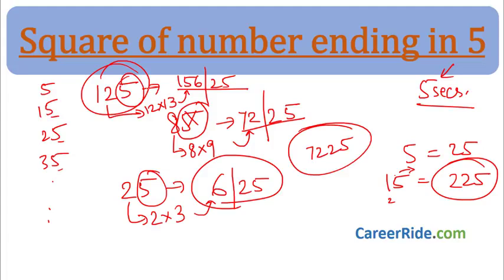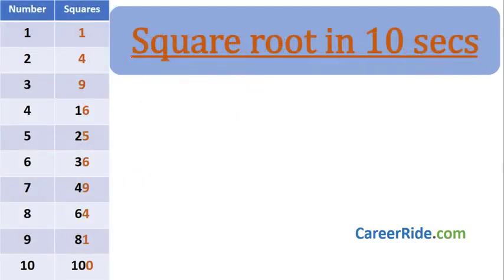Moving on to the next trick: square root in 10 seconds. Generally in an exam you will have some big number and you will have to find its square root, but you will think that it's lengthy, it's difficult, let's leave it. But you need not worry. This trick will help you find the square root of a perfect square in just 10 seconds. Even if the number is huge, say 5 digit or 6 digit, you will easily be able to find the square root. The only requirement is that you should know the squares from 1 to 10.